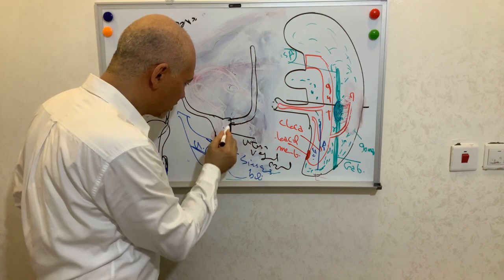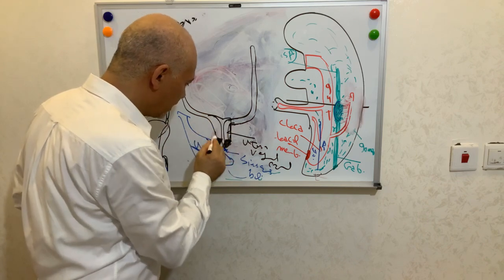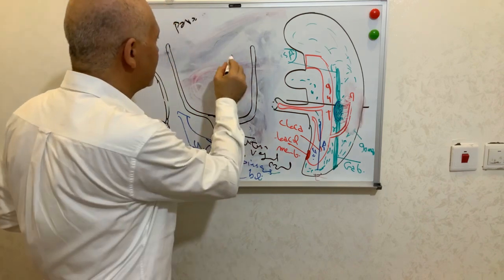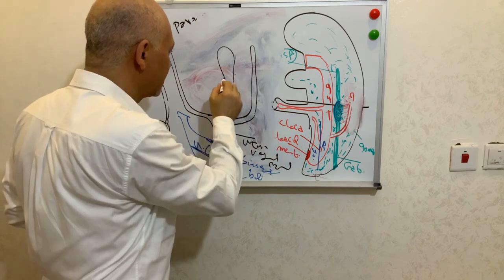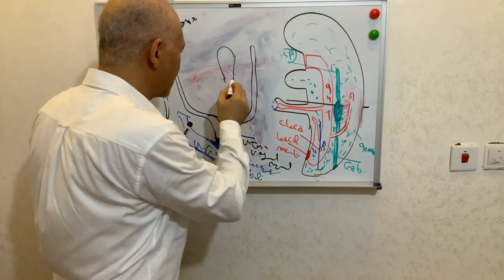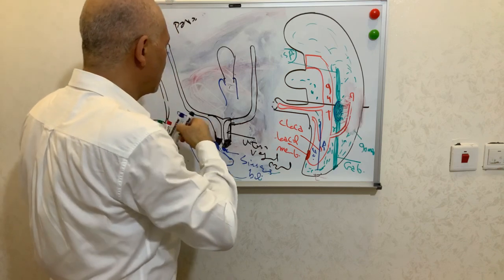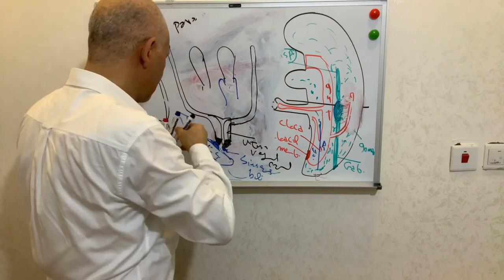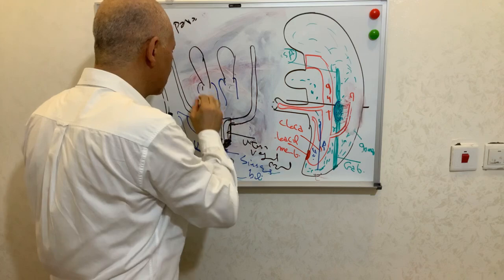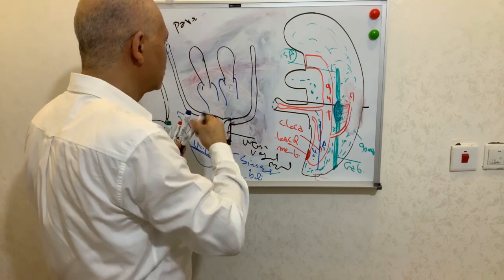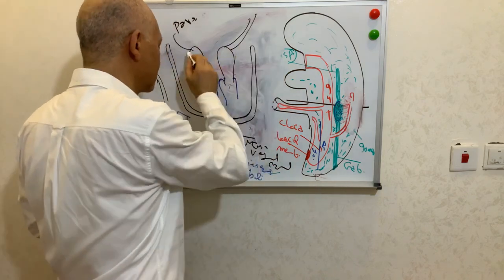So this part forms uterus and vagina, and this part forms uterus and vagina, which is double uterus, double vagina. No fusion in this area.